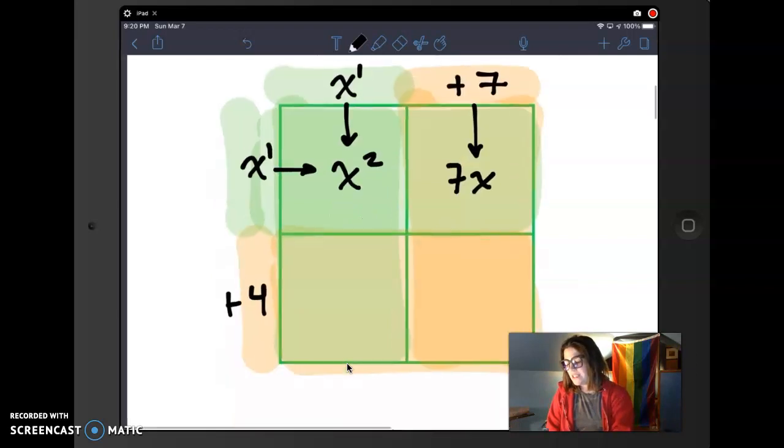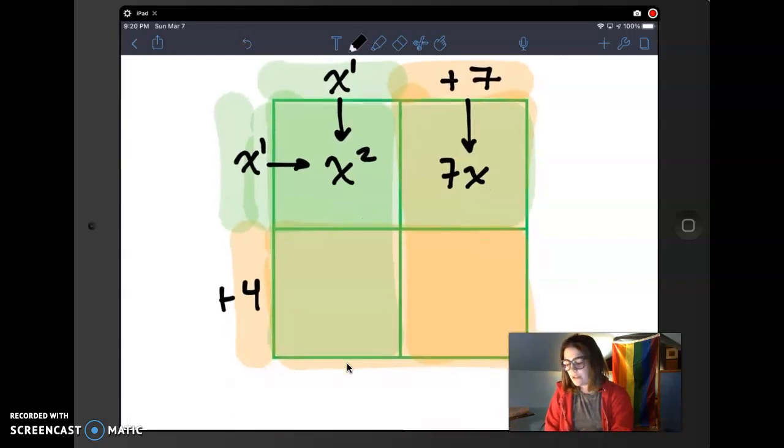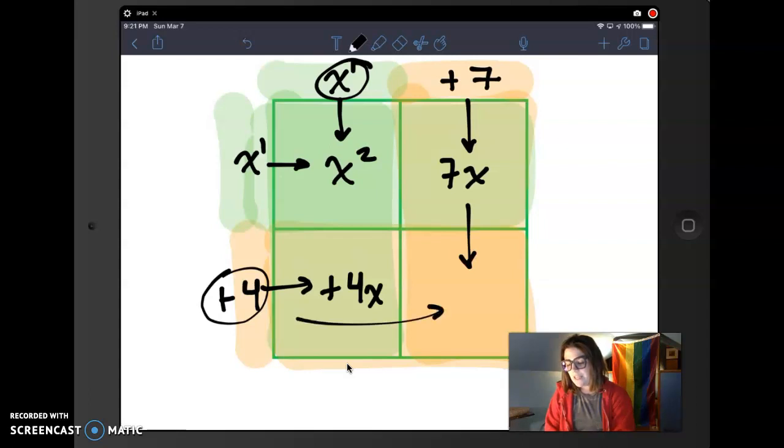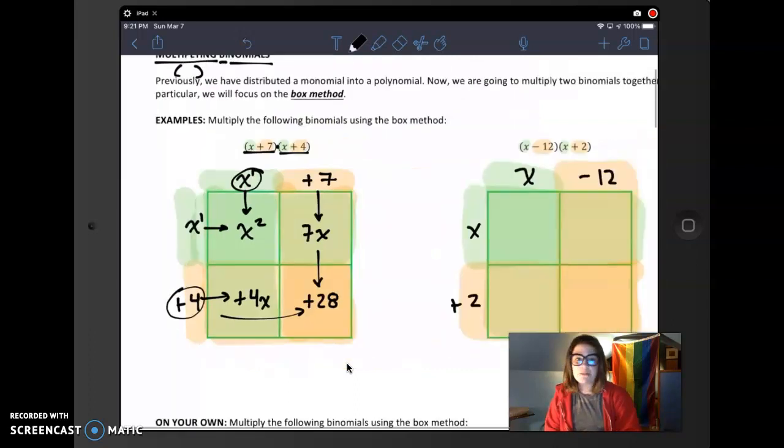We're going to take this next box, where the yellow and the green overlap. We take this X to the 1 and multiply it by this +4 to get +4X. And then last but not least, we take the two yellows and they overlap. So it's 7 times 4 to get +28.